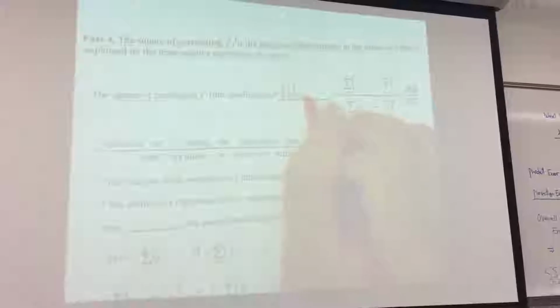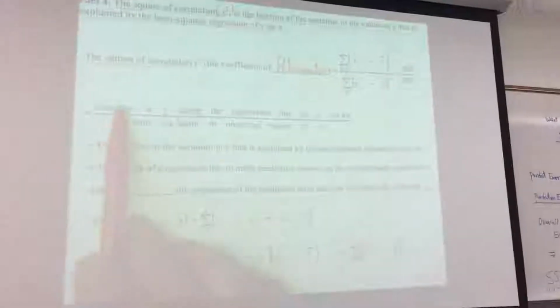Fact 4. The square of correlation, which we call R squared, is the fraction of the variation in the values of y that is explained by the least squares regression line of y on x. This is something we explained already. Now, the square of correlation is called the coefficient of determination. I think I covered this already in my notes. And the coefficient of determination is SSR over what? SST. Is that clear?